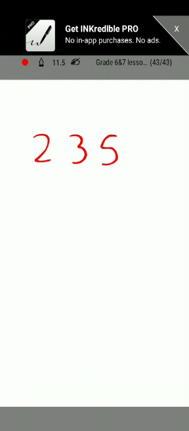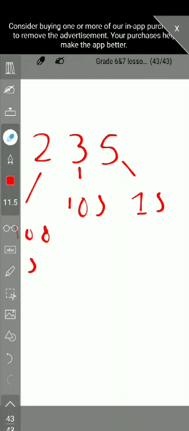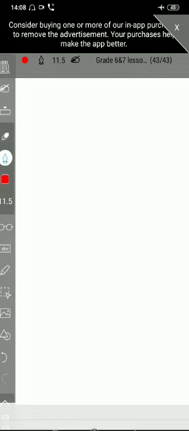235. Alright, so you all know that 2 stands for hundreds, 3 stands for tens, and 5 stands for ones, right? So if you have 235, now just imagine that when you have 235 and this value is 5 ones, what comes after that?